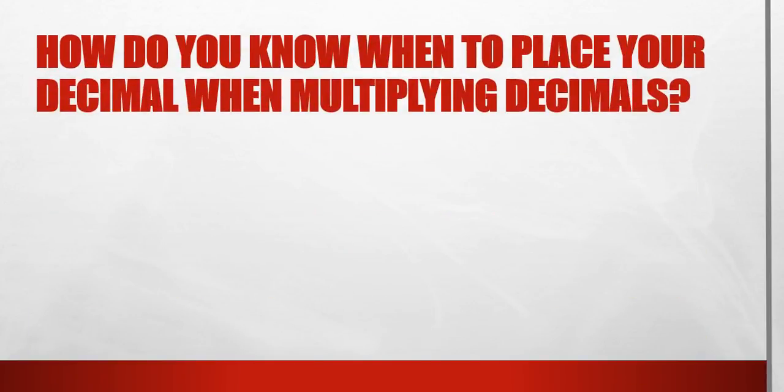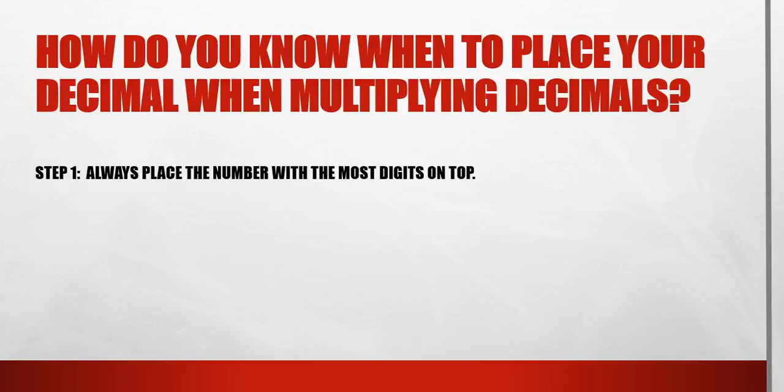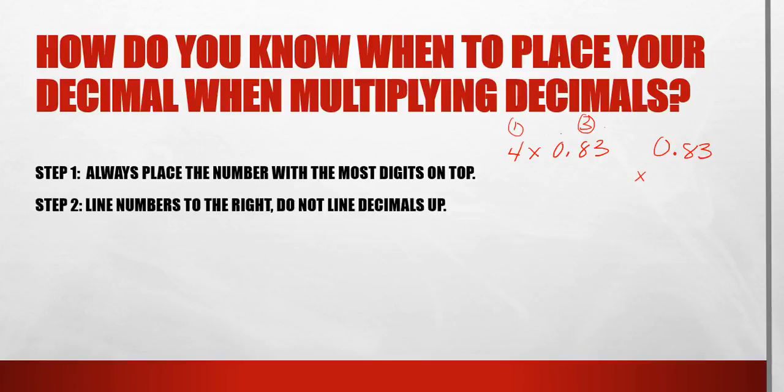So how do you know when to place your decimals when multiplying decimals? You always place the number with the most digits on top. Okay, so we're going to have 4 times 83 hundredths. This one right here only has 1 digit. This one has 1, 2, 3 digits. So 83 hundredths is going to go on top, and 4 is going to go on the bottom. Line the numbers to the right. Do not line up your decimals.